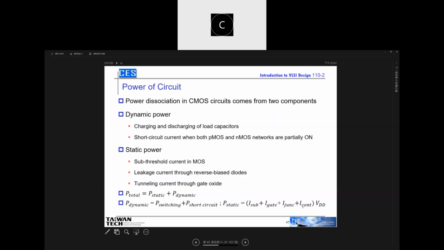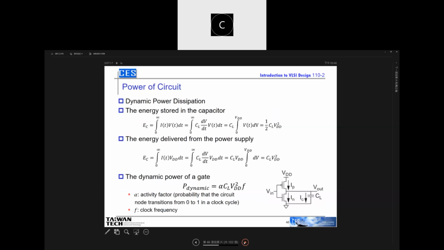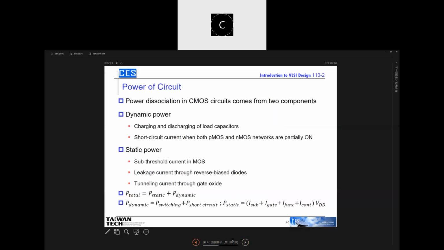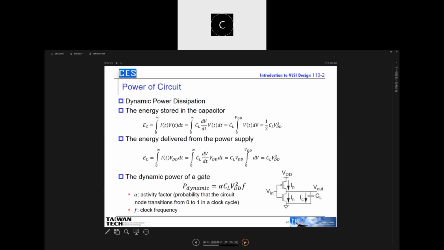So that means the supply voltage VDD also plays an important role in the power consumption of the circuit. So we will show that later on. Okay, so before we get into the power consumption of the electronic circuit, we would like to give you some fundamental review about the power and/or the energy.